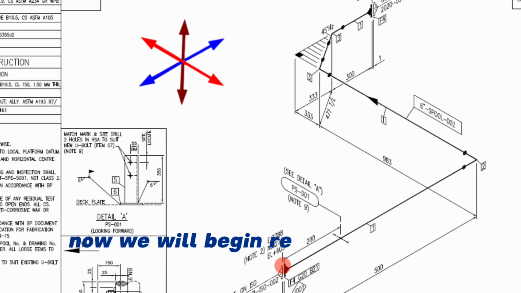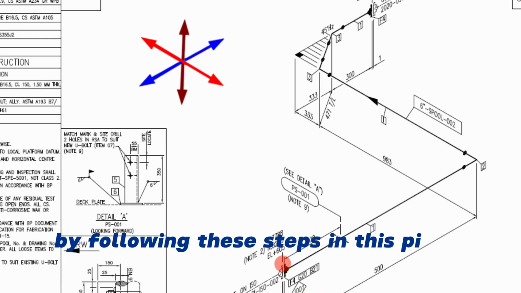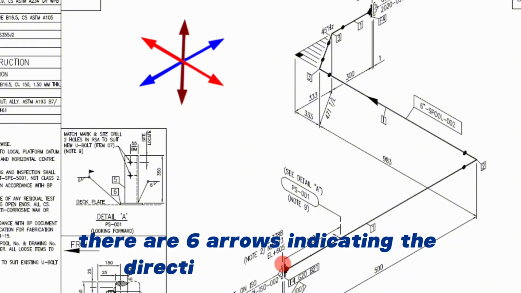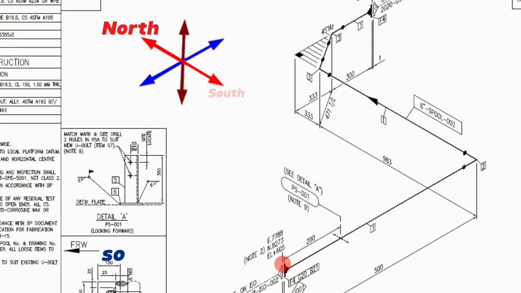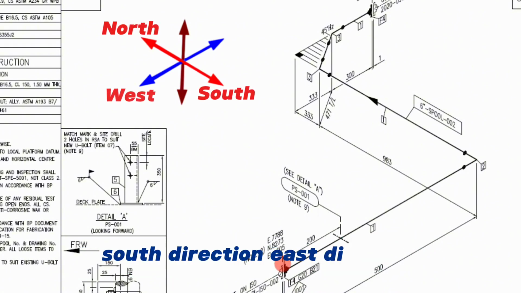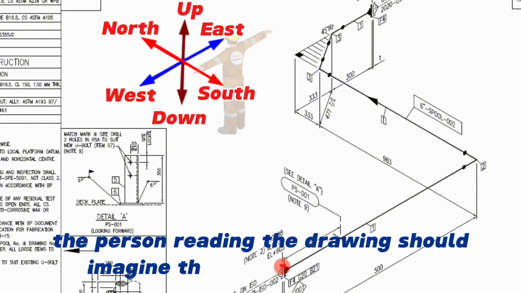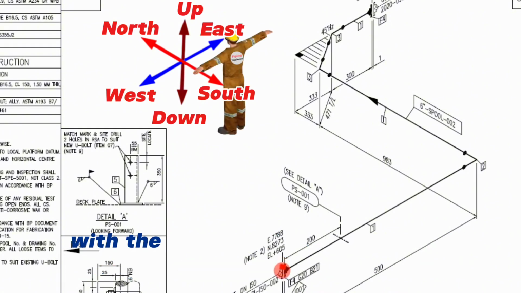Now, we will begin reading the pipe isometric drawing by following these steps. In this piping isometric drawing, there are 6 arrows indicating the directions: north, south, east, west, up, and down. The person reading the drawing should imagine themselves facing north, positioned at the center of these directions. We will begin reading this pipe drawing from this point.